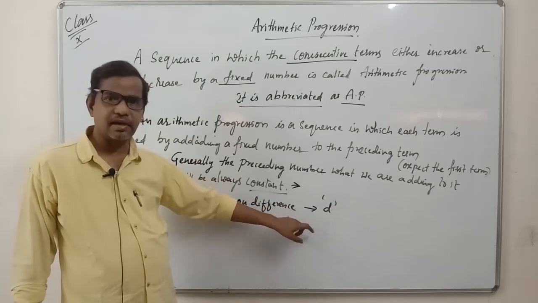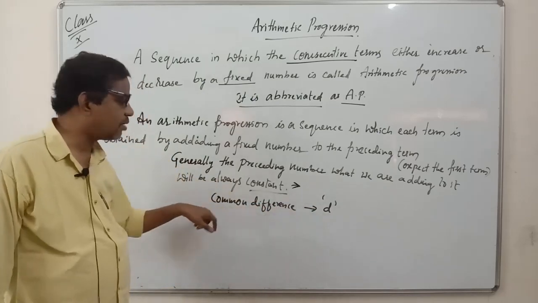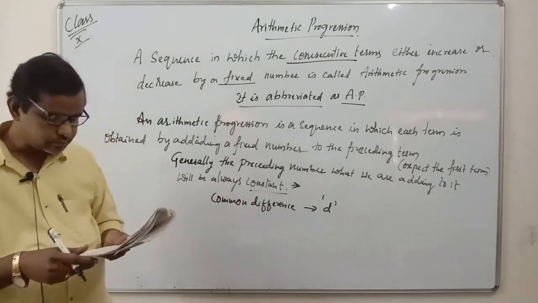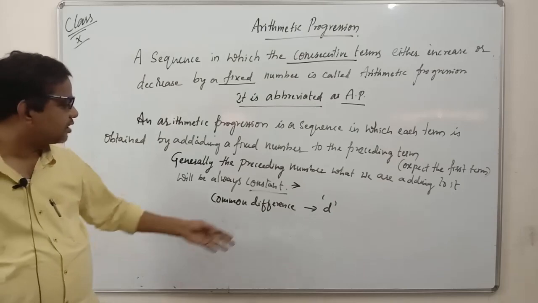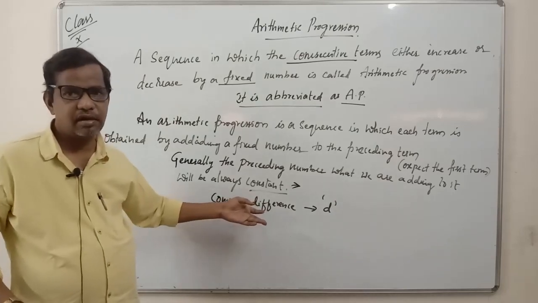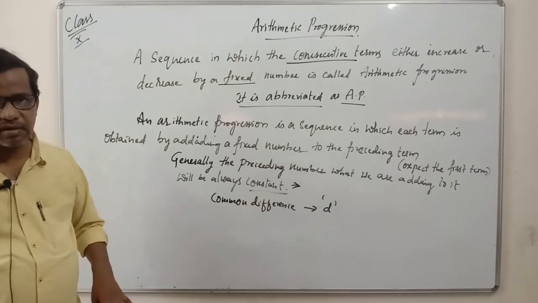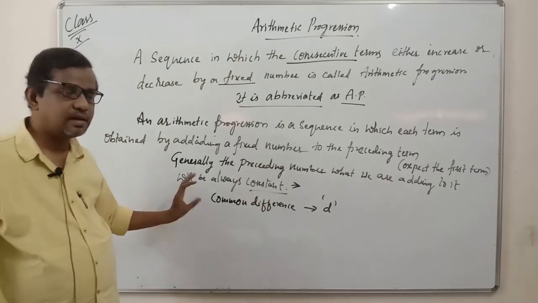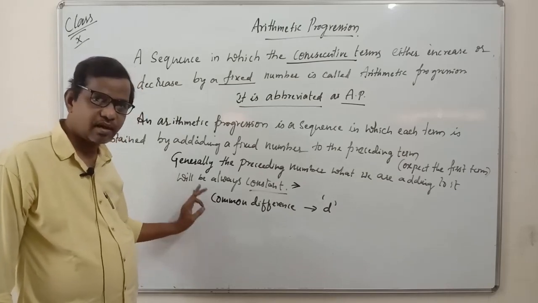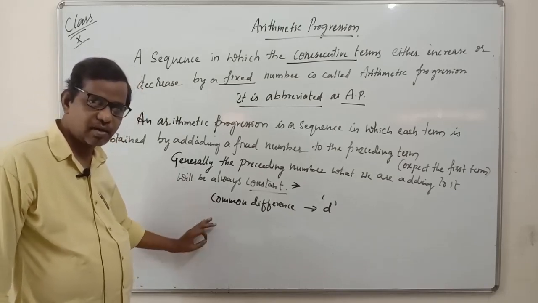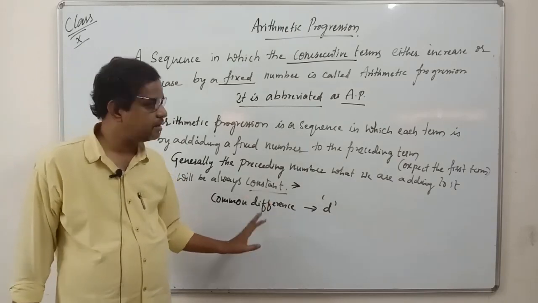It is not capital D, keep it in mind, it should always be a small d. So this is called common difference. Another thing, the common difference, I told you already, may be a positive number or it may be a negative number. We are not bothered about that, but the main thing is it should be a constant number, and it is called common difference, and it is denoted by small d. Okay, copy it.